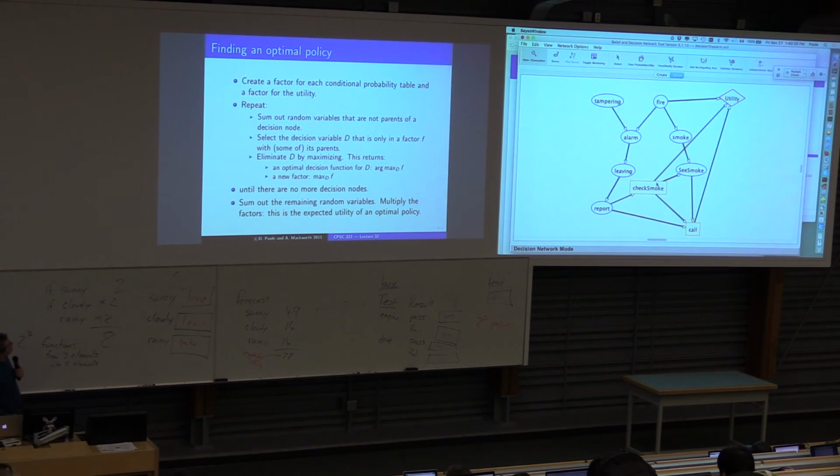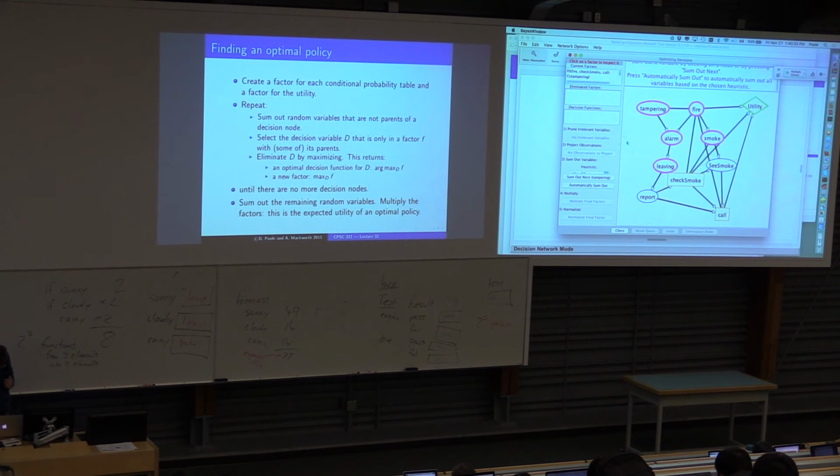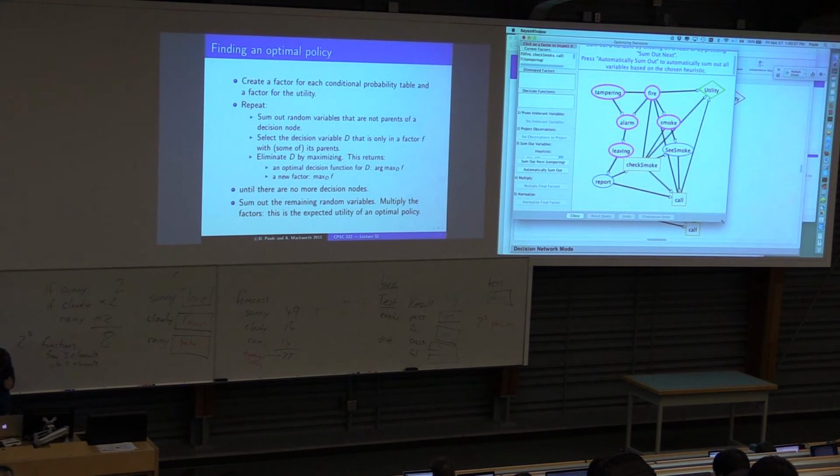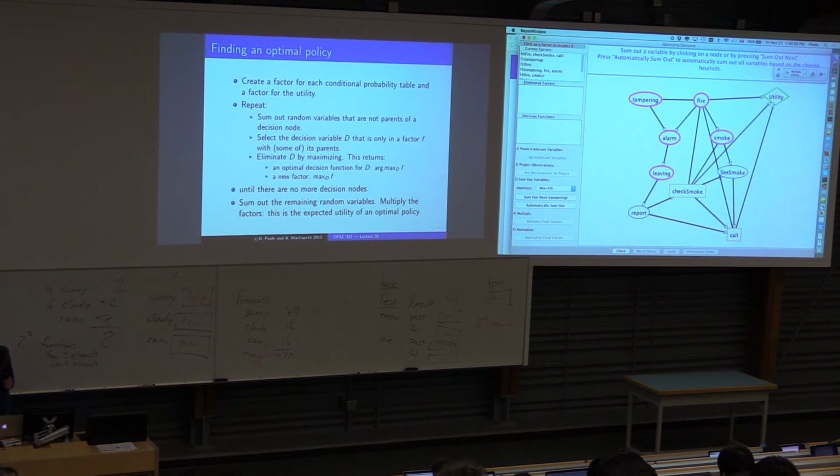So what are the rules? We create a factor for everything. So let's go back into optimized decisions. We'll do this verbosely. And somehow we're going to get this big enough so we can see what's going on. My user interface is terrible, but that's okay.